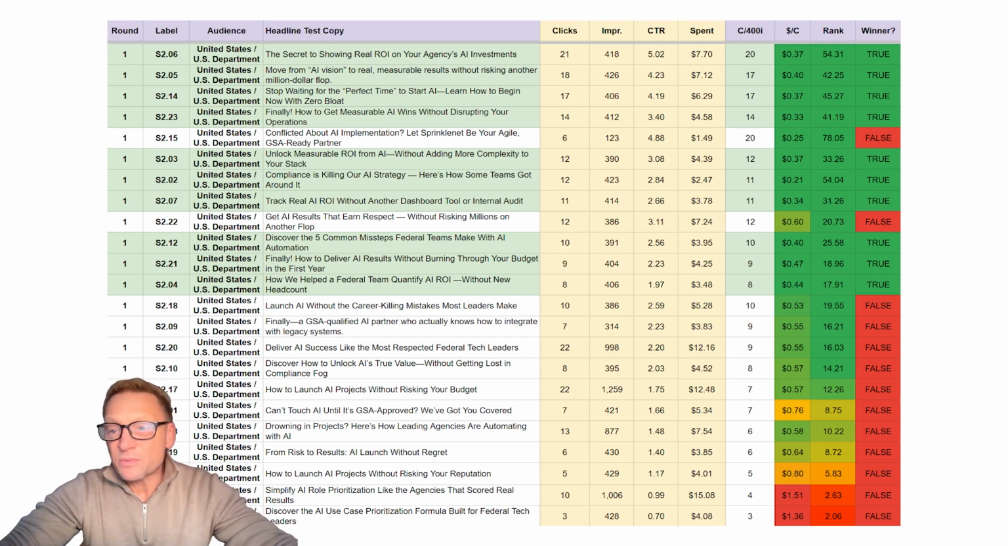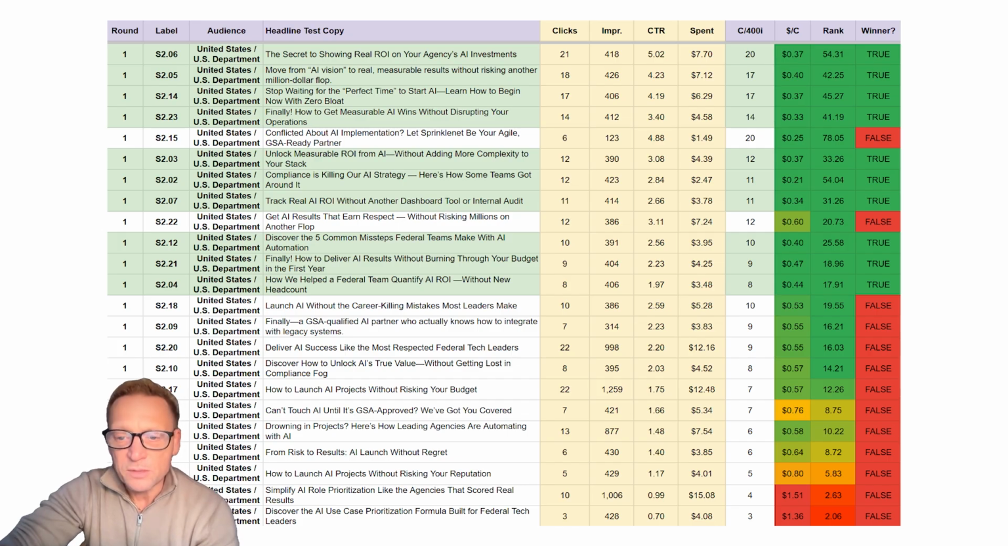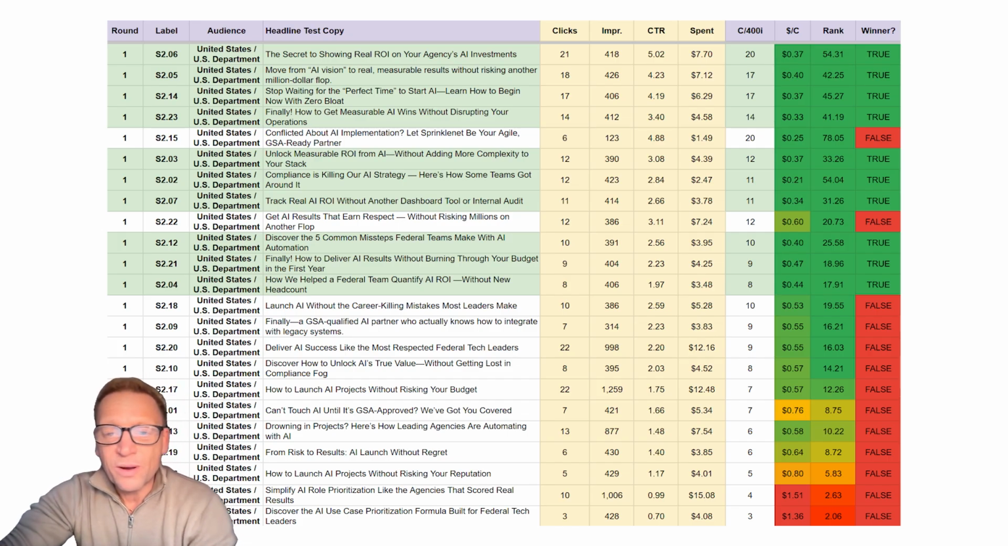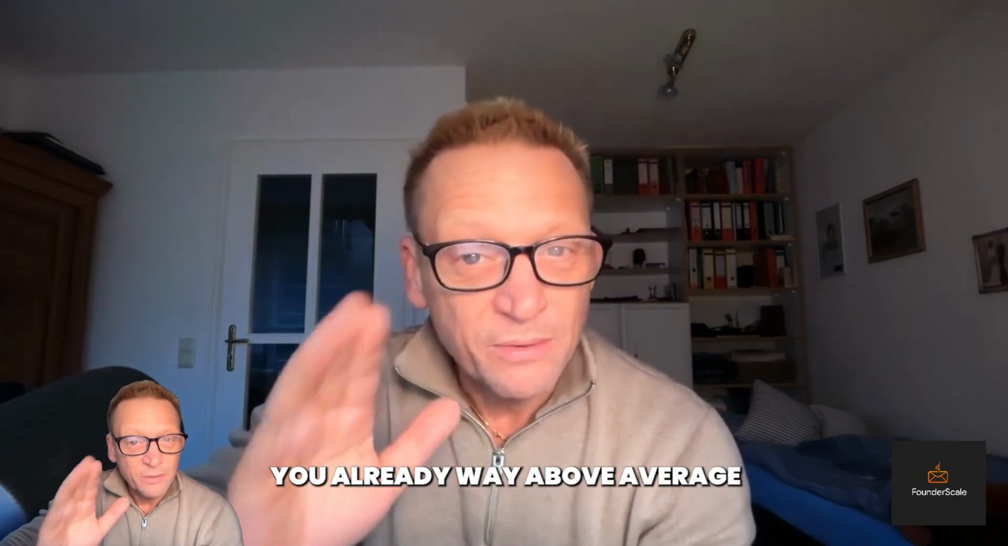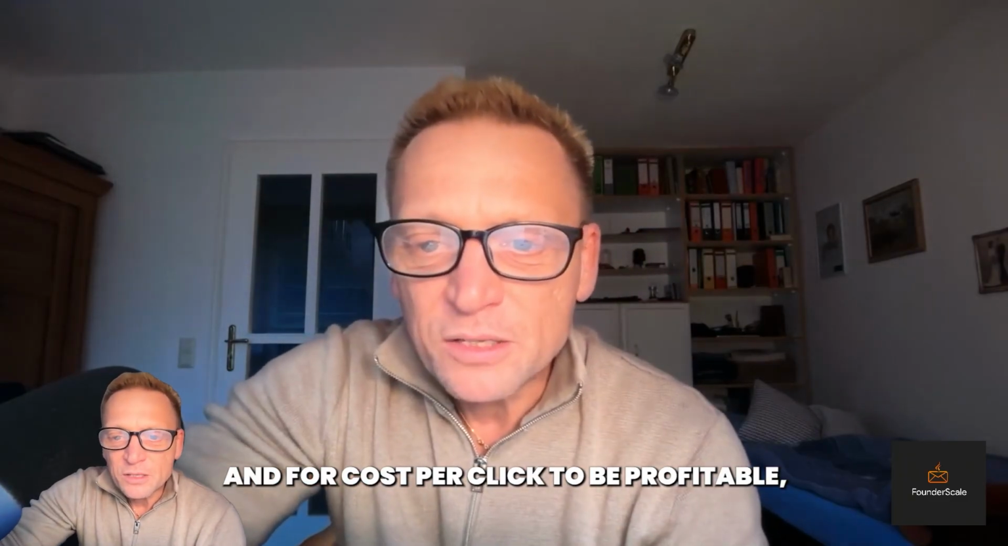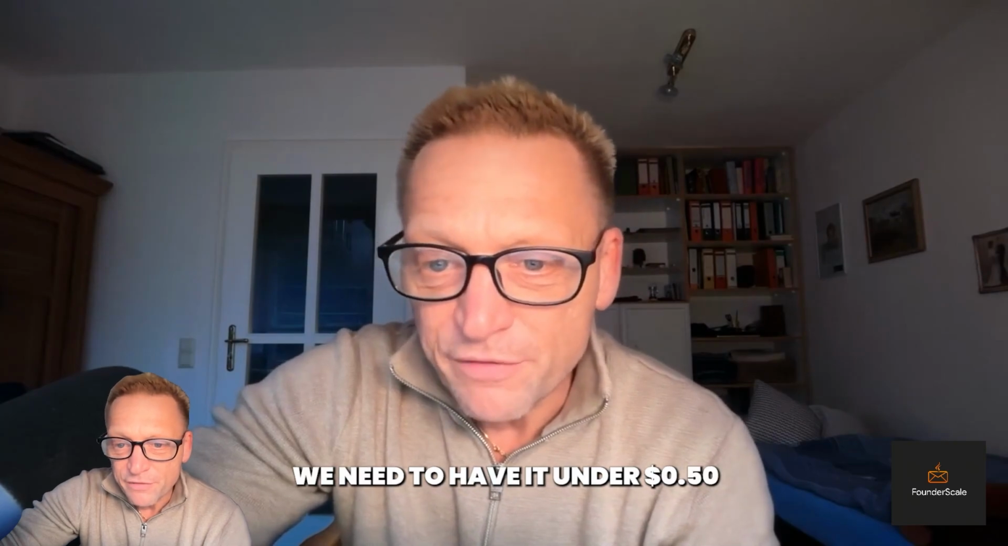What we do next is run 400 impressions and then measure CTR and CPC, right? We obviously want a CTR as high as possible and a CPC as low as possible. In order for us to qualify a headline, it needs to have over 1.5%. For context, on Meta ads, 1%, 1.5% is average. If you have an ad that performs over 2%, you're already way above average. And for cost per click to be profitable, we need to have it under 50 cents.